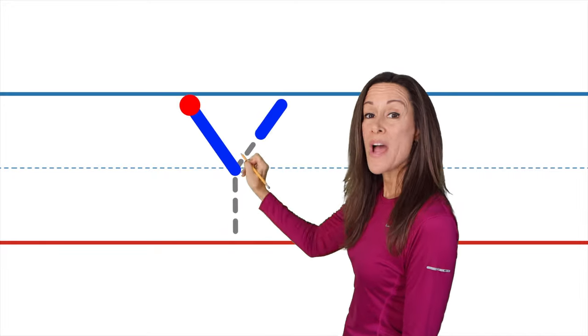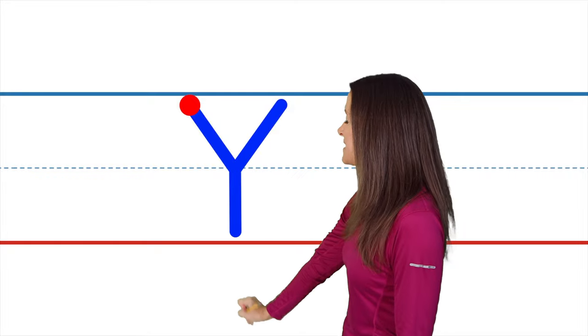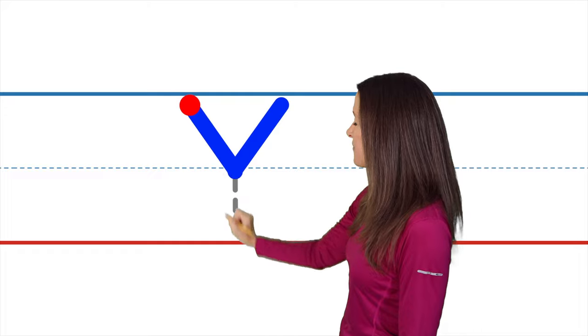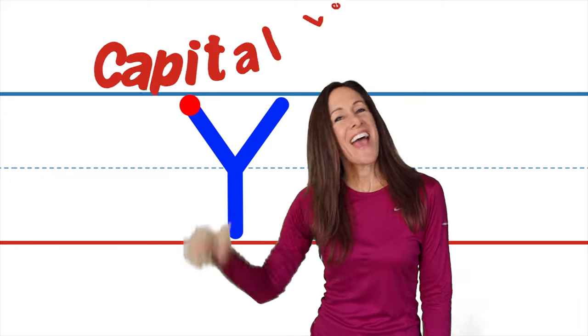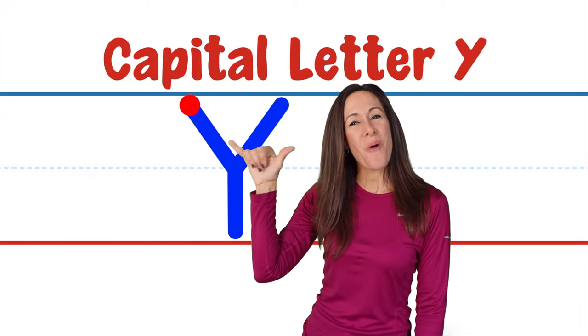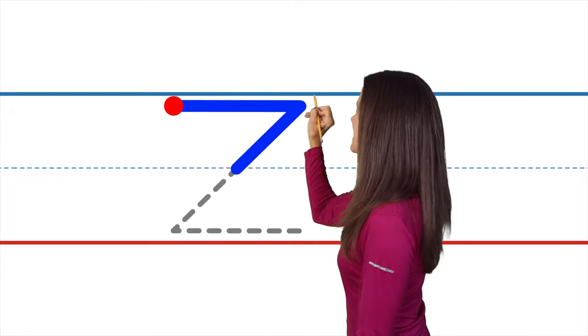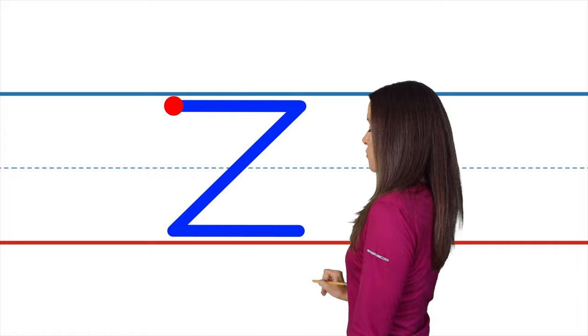Y: slant right, slant left, then down. Capital letter Y. Z: across to the right, slant left, then right.